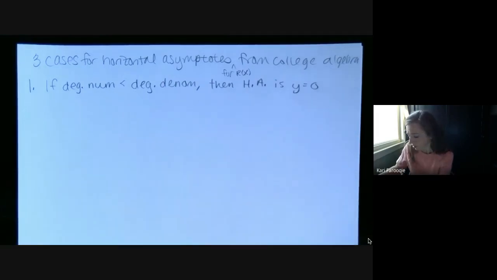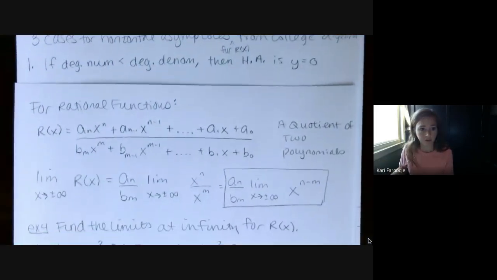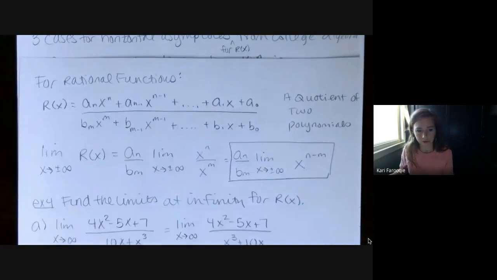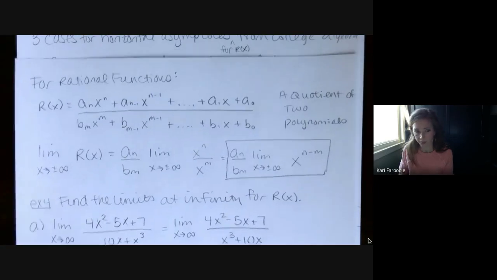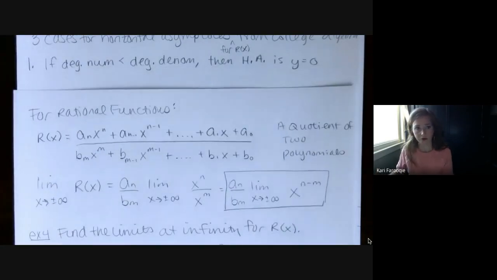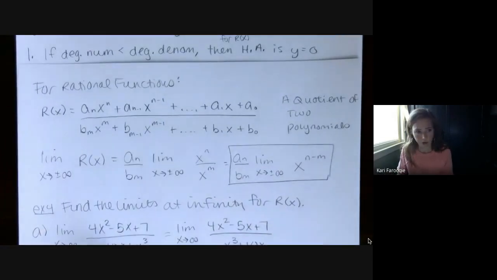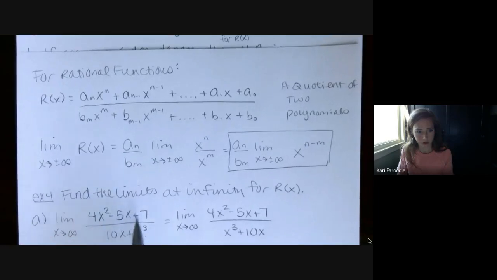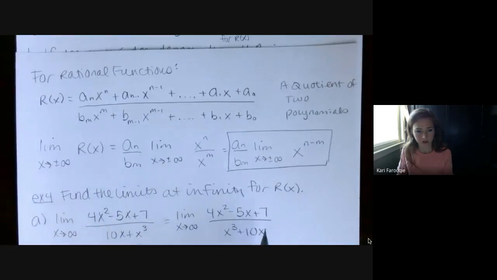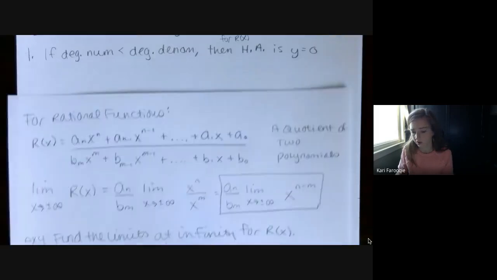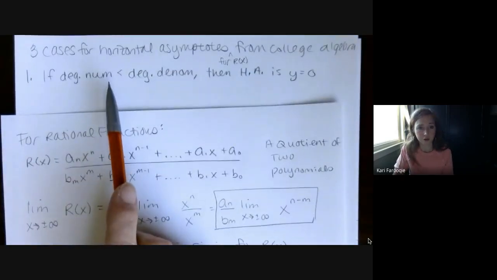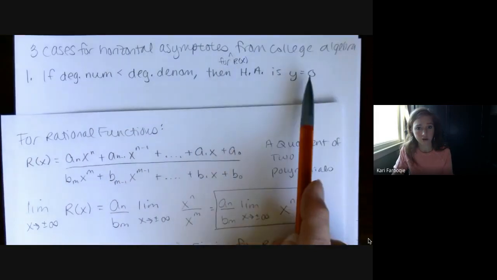Now this would have been A. So when we went over A, I gave you this limit. Sorry, I'm trying to fit everything on here at once. We looked at the situation where we had 4x squared minus 5x plus 7 divided by x cubed plus 10x. The degree of the numerator was less than the degree of the denominator. X squared, or 2, was less than 3 in this case. And if that's the case for a rational function, then your horizontal asymptote is y equals 0.